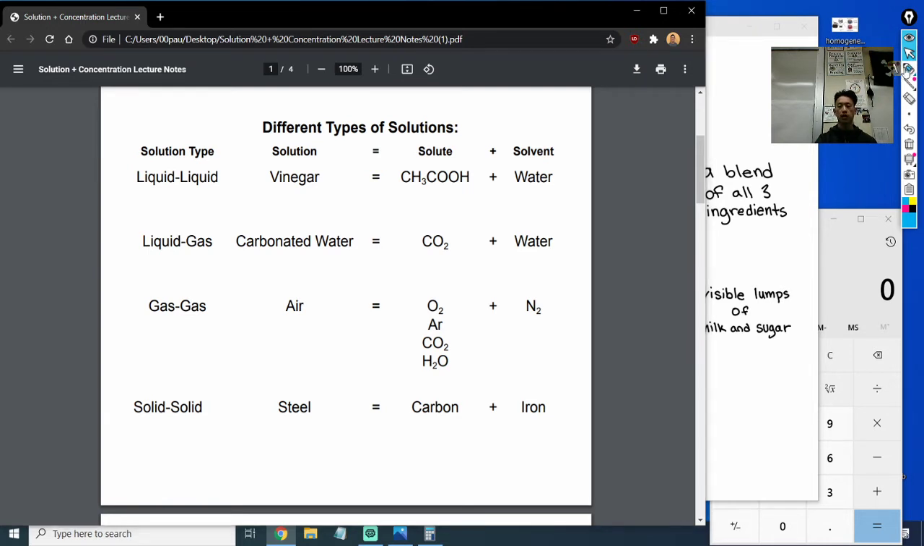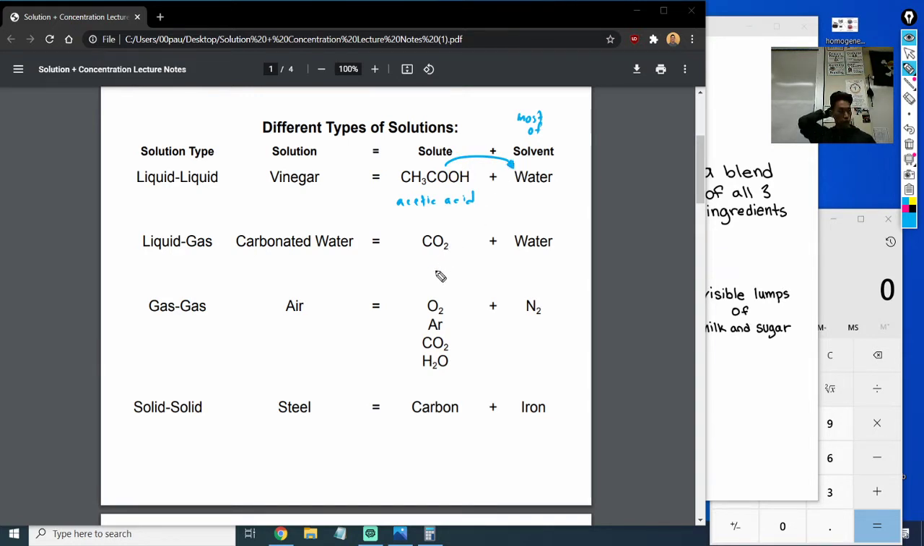So there are liquid-liquid solutions. An example of that would be vinegar. Vinegar is mostly water, right? This is the part that you have most of. The solvent is what you have most of. It's mostly water, but you have this chemical in there, the solute. This is called acetic acid. So basically, vinegar is just acetic acid mixed into water, just dissolved into water.